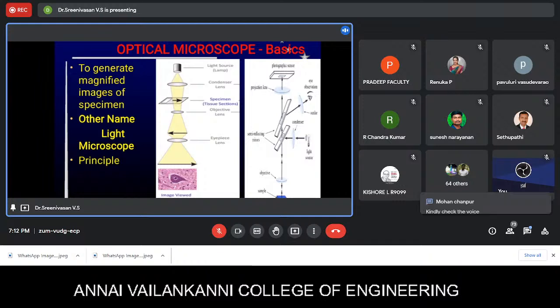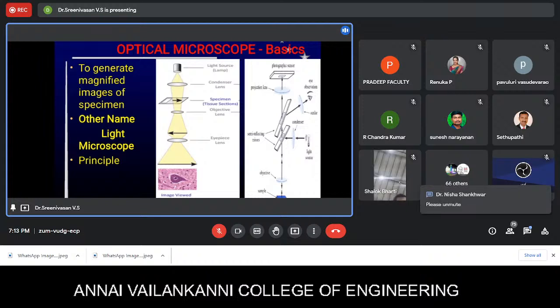Thereafter, that magnified image is allowed to fall on eyepiece lens, where it is further magnified for 10 times. So if the image is magnified in objective lens for 100 times and it is magnified in eyepiece lens for 10 times, totally 100 into 10, 1000 times that object can be magnified in an optical microscope here.